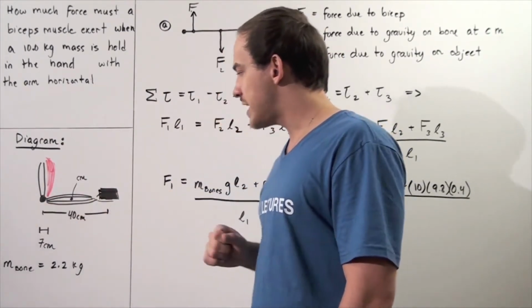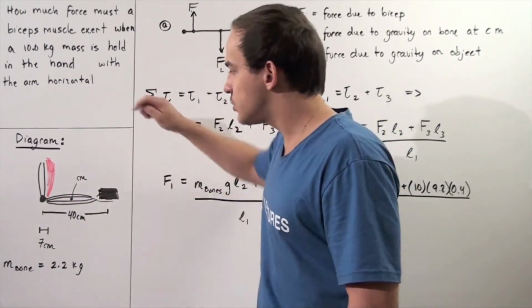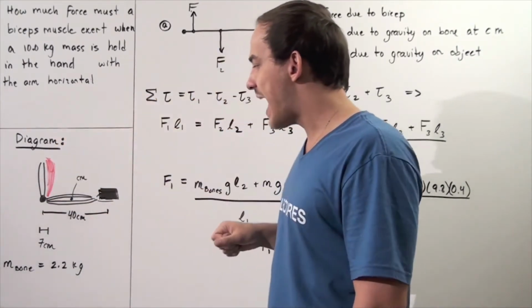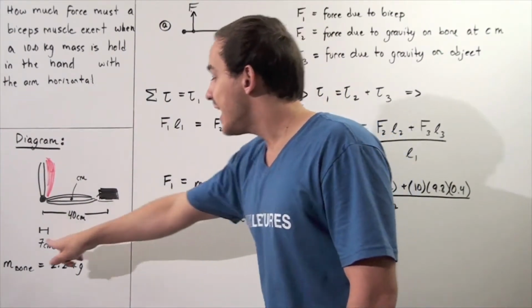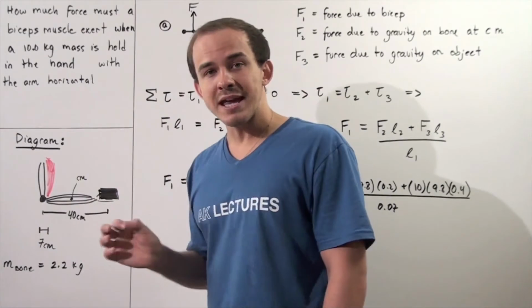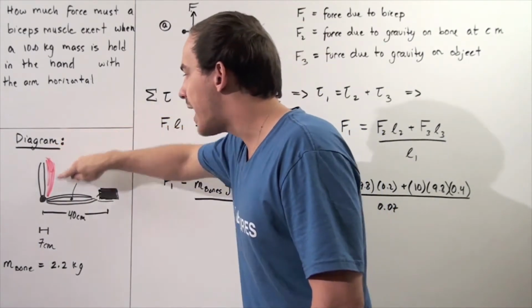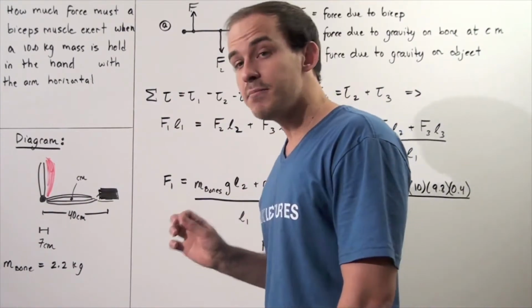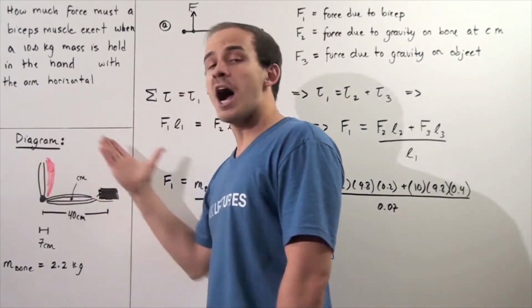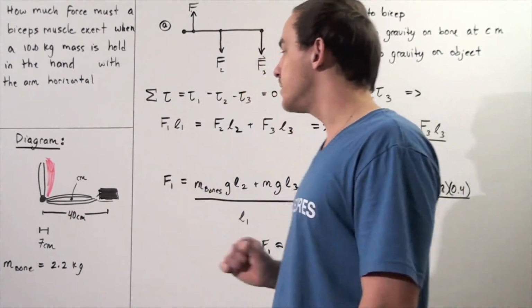the axis of rotation, our joint, and the distance from the axis of rotation to where the bicep muscle creates its force is 7 centimeters. So knowing that information, we want to calculate what the force created by the bicep muscle must be so that our entire object is at static equilibrium.